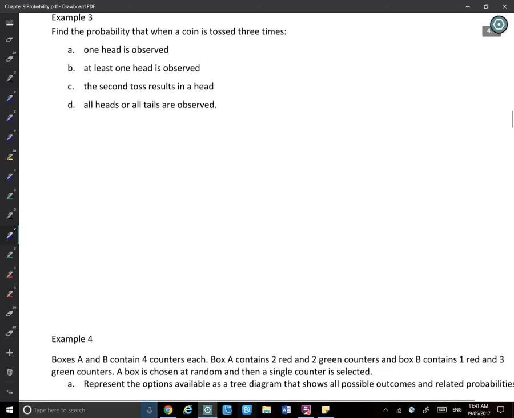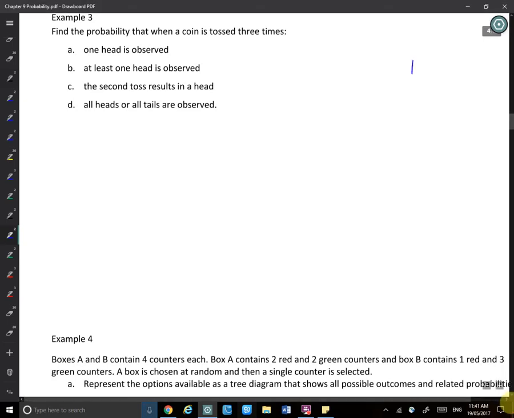Okay, example 3. Find the probability that when a coin is tossed 3 times, one head is observed. If a coin is tossed 3 times, it's already a 3-stage experiment. You can't use the table; you use a tree diagram.